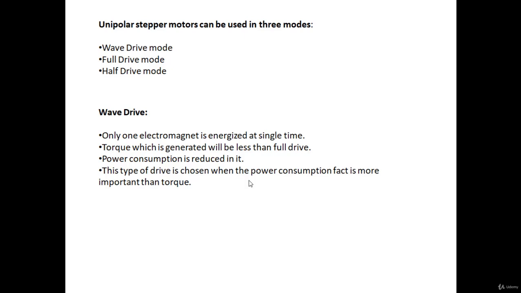Let's start with wave drive mode. In this mode, only one electromagnet is energized at a time. In this mode, generated torque will be less when compared to full drive mode, in which 2 electromagnets are energized at a time. But if we compare power consumption, it would be less as compared to full drive mode. It has the same number of steps as in full drive. This drive is preferred when power consumption is more important than torque.